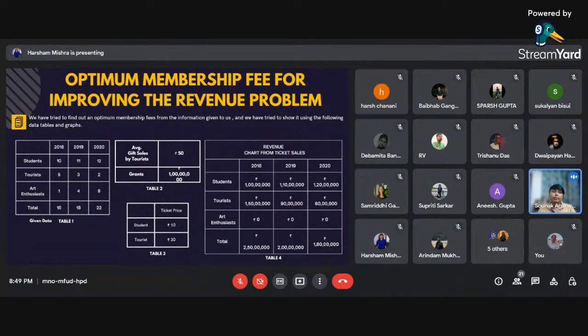Okay, now we will look into the optimum membership fee for improving the revenue problem. We have gathered all the various data from the problem statement. The first, second, and third tables show the given data, and thus we will now focus on table 4, which gives the revenue chart from ticket sales. We can clearly see that the revenue collection from the ticket sales of students and tourists has decreased year on year from 2018 to 2020. Next slide, please.